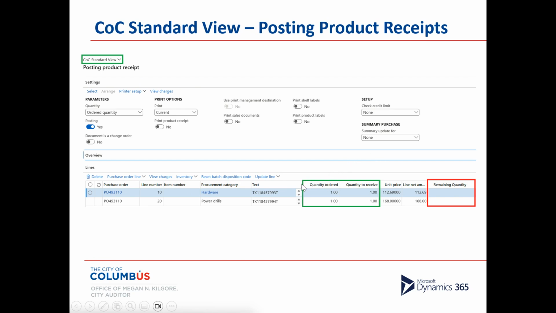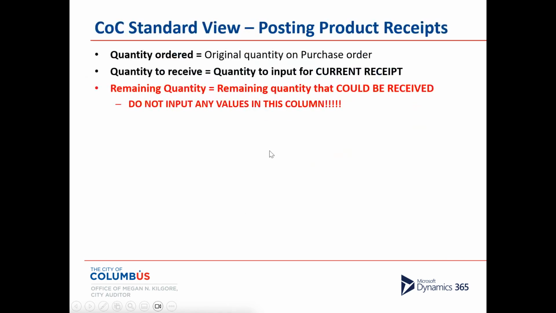In the green boxes, you see ordered quantity and quantity to receive. And in the red box, you see remaining quantity. Ordered quantity is simply going to be the original quantity that was on the purchase order for the product receipt that you're creating. You can't input quantity here. That number is always going to show what the quantity was for the original PO.